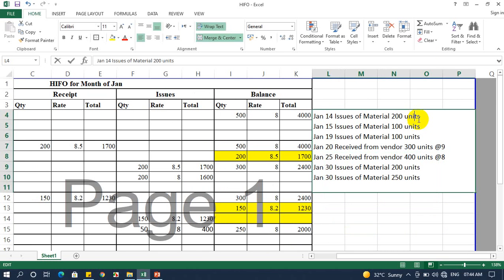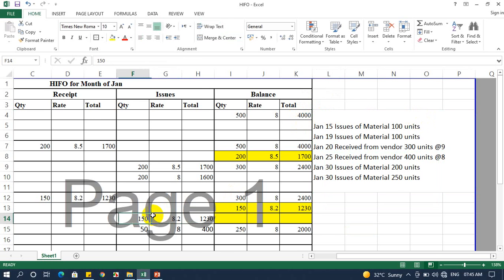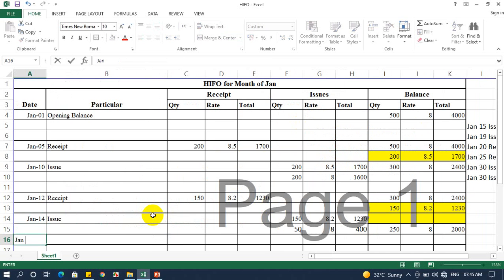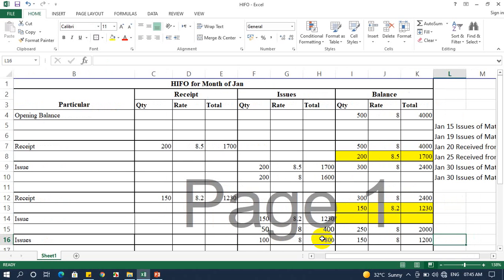Again we have issue of material 100 units on January 15. January 15 issue, 100 units. So I can select out of those which is left, 250, 100 units, because we are left with only the last balance which is 250. So rate is 8, it will become 800. So my remaining balance is 150, rate is 8, and total amount which is left is around 1200, right?